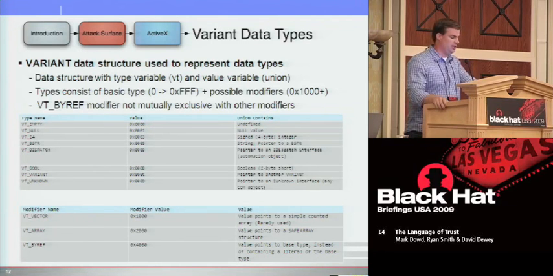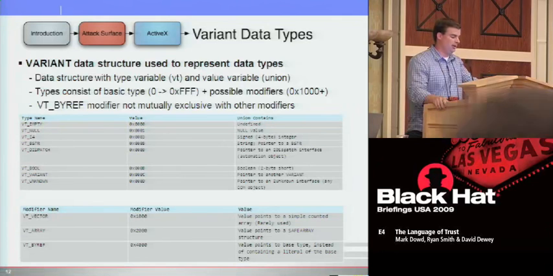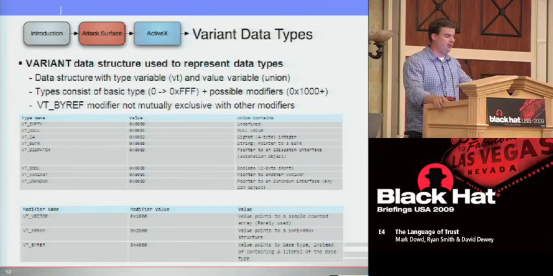It's important to understand that these modifiers are not necessarily mutually exclusive, so you can have a pointer to an array, for example. A VT array would create a safe array of variants, so in that case you'd have an array, and then by masking on the byref modifier, you can have a pointer to an array.